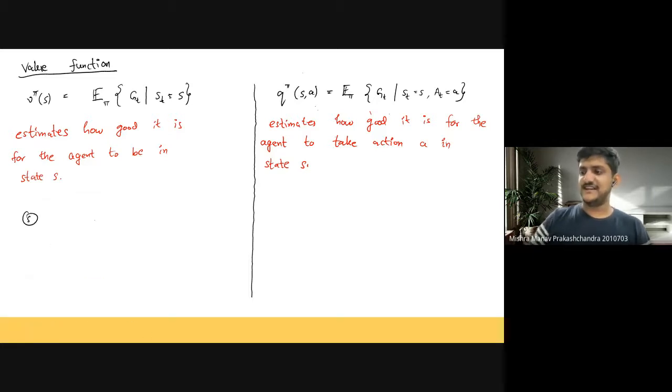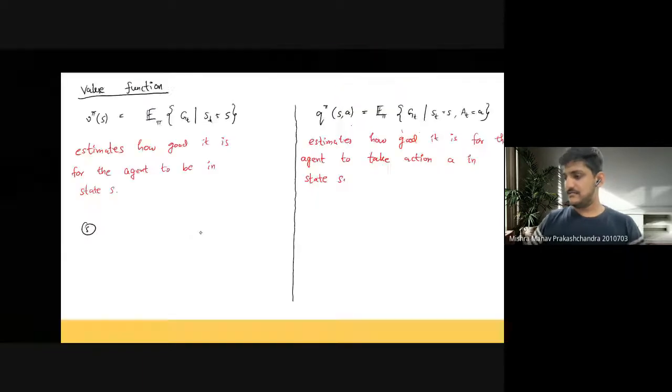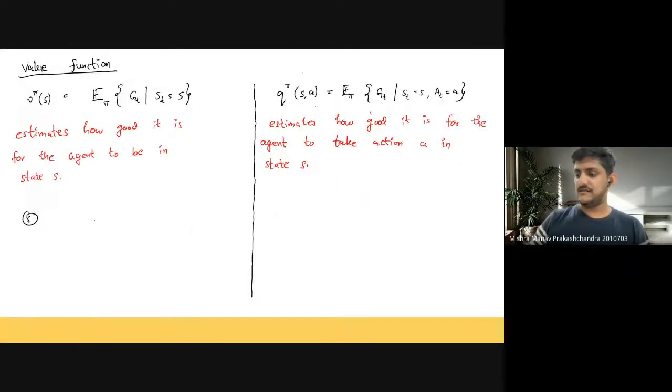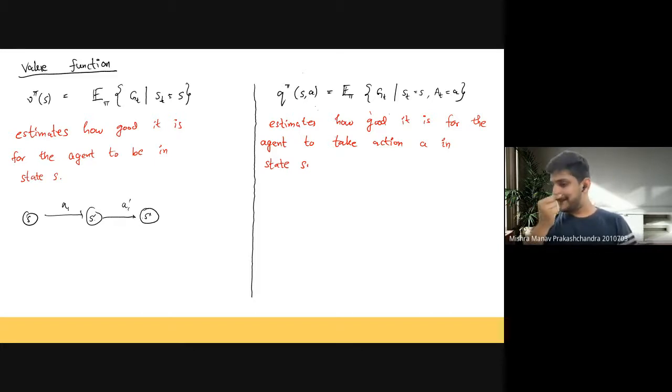Okay, so if I'm in state S, I select some action A, let's say A1. I move to state S prime, and then I move to state S double prime by selecting action A1 prime, and so on. Okay. So what this quantity basically measures.